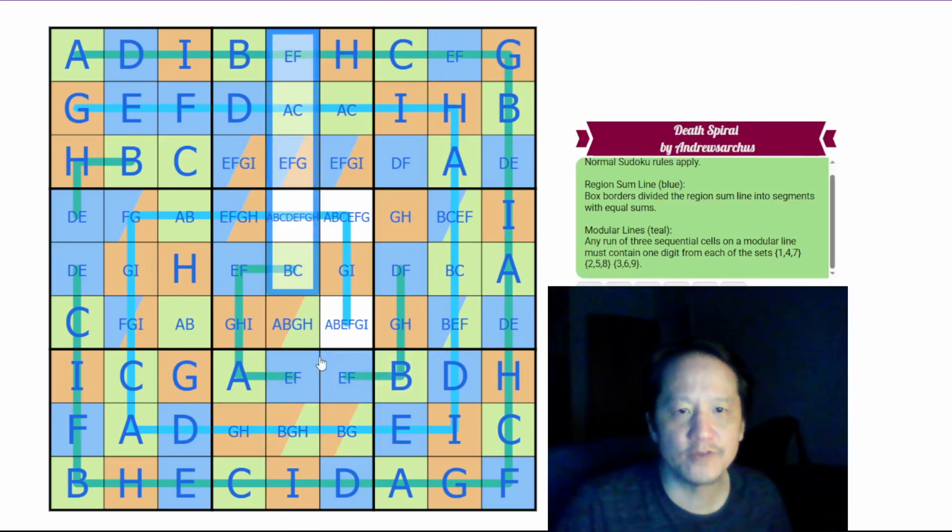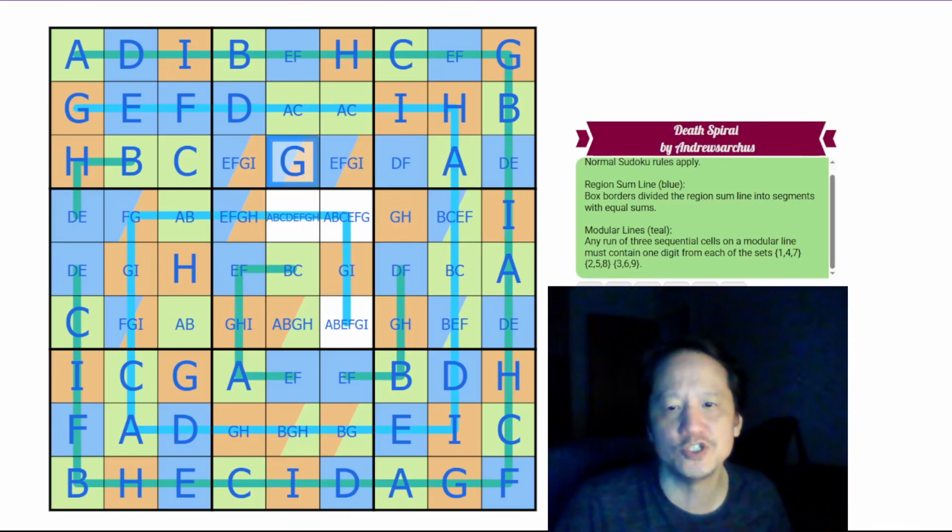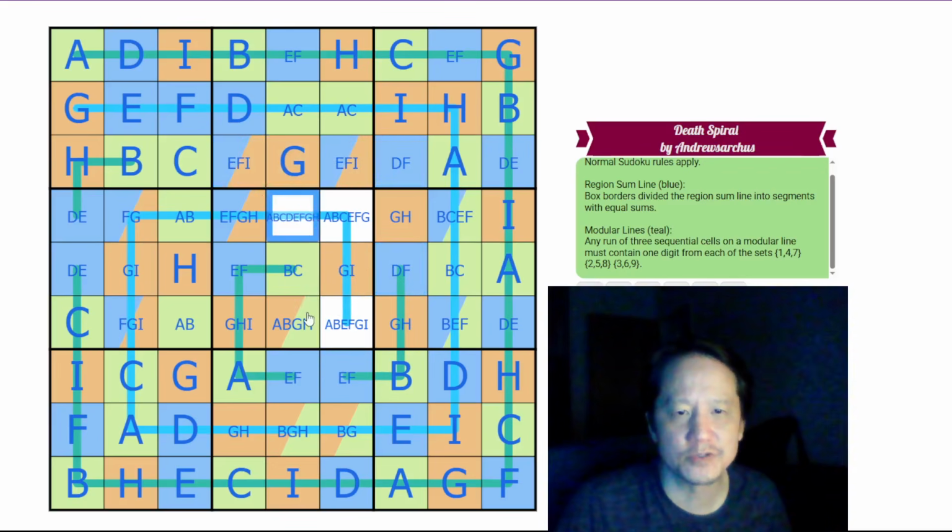This EF, we have an EF pair in column 5, which eliminates E and F in the rest of the column. This can't be E or F. It's G. So no blue there. That eliminates G from the rest of the box or row. Also column. No G here, no G here.